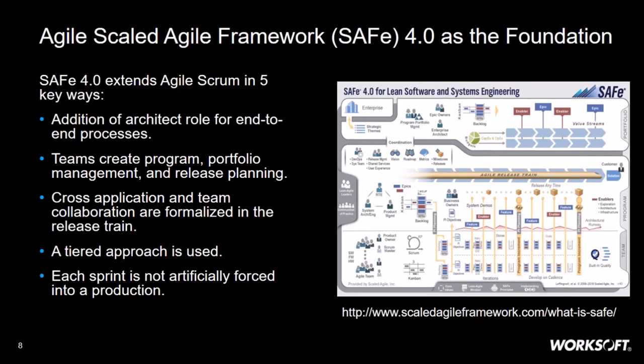It does use a tiered approach, where it has a release train, and within that release train you have the releases that are built on top of those iterations, sprints and waves. But the key difference is that the sprint isn't artificially forced into production. In the custom dev world, the purpose of a sprint is to get that functionality into production, but SAFe recognizes that is not necessarily viable in the SAP world. And so instead, functionality is bundled into units.